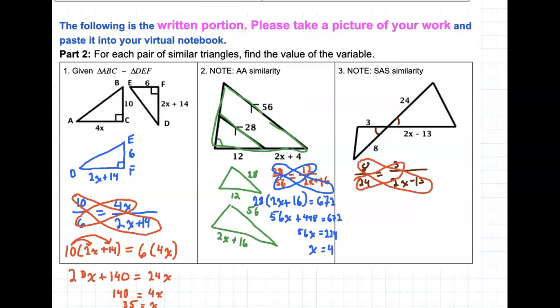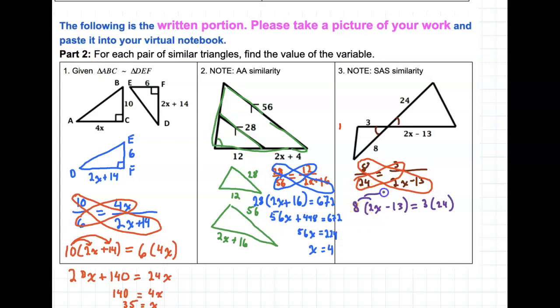Let me pick a different color this time. Let's go with orange maybe. I like orange. Is this orange? Nope. Let's go with orange. There we go. Okay, so 8. Oh, that's not good. Maybe purple. Okay, so 8 times 2x minus 13 is equal to 3 times 24.